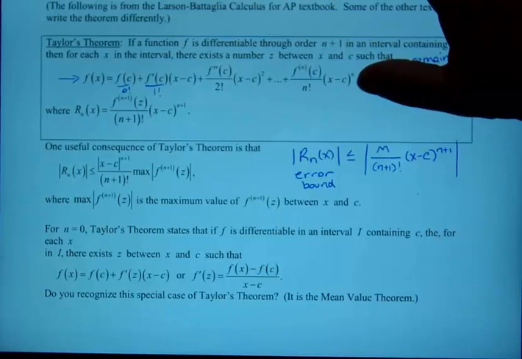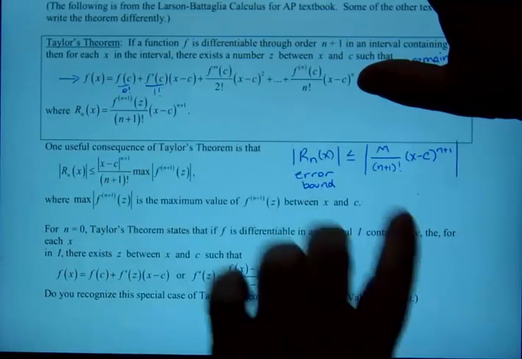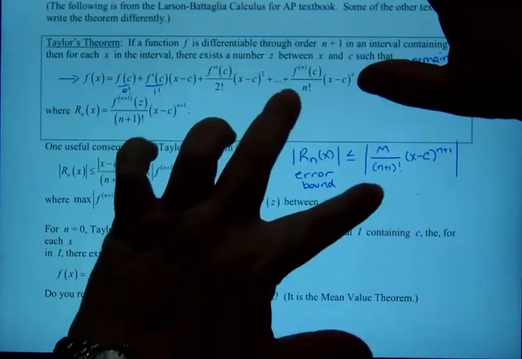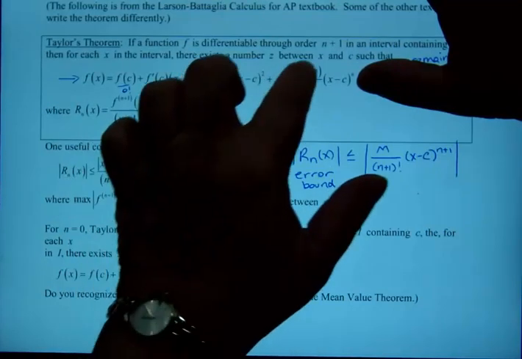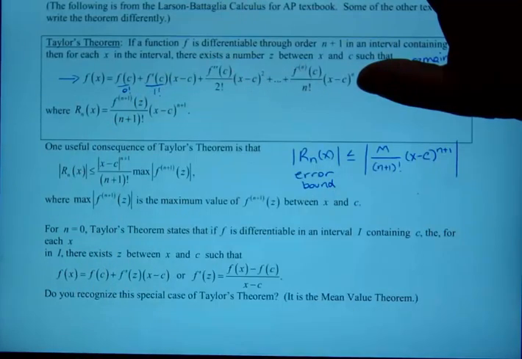All right. Notice the denominator from here to here. It's just one more. Agreed? The power on x minus c, it's just one more. Agreed? Okay. What's changed is the top. The top is now just this M. All right?